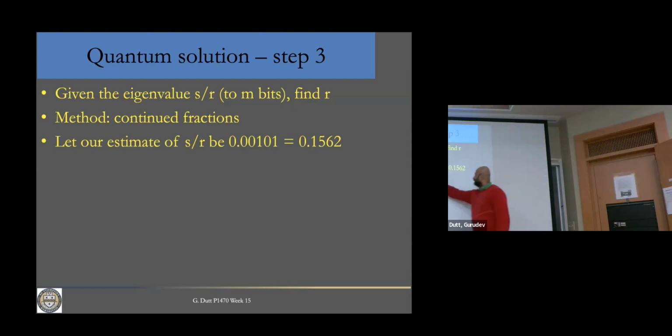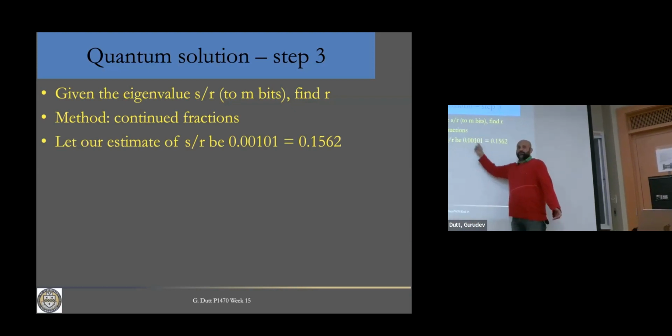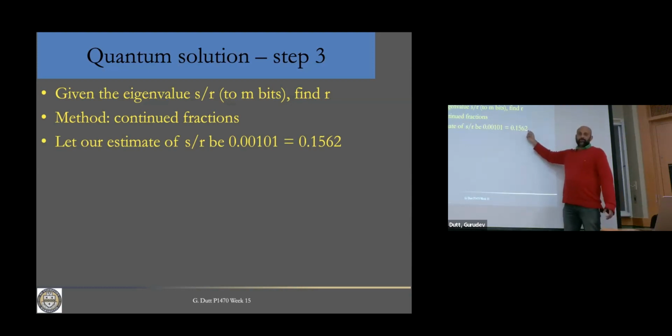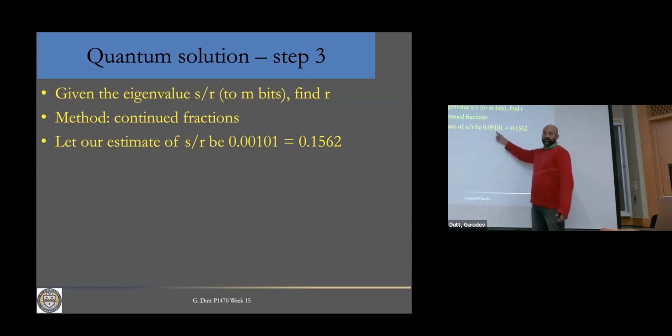Suppose we get this particular bit string. I chose 5 bits over here: 1, 2, 3, 4, 5. Let's say I got one of these as the answer, with some probability. Then I convert that from binary into a regular decimal number, which is 0.1562, which I can get by taking 1 divided by 2 to the 8 plus 1 divided by 2 to the 32.